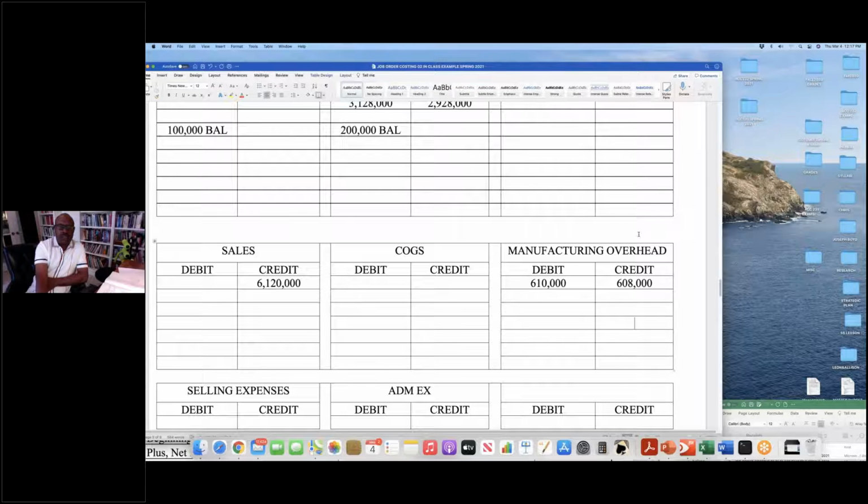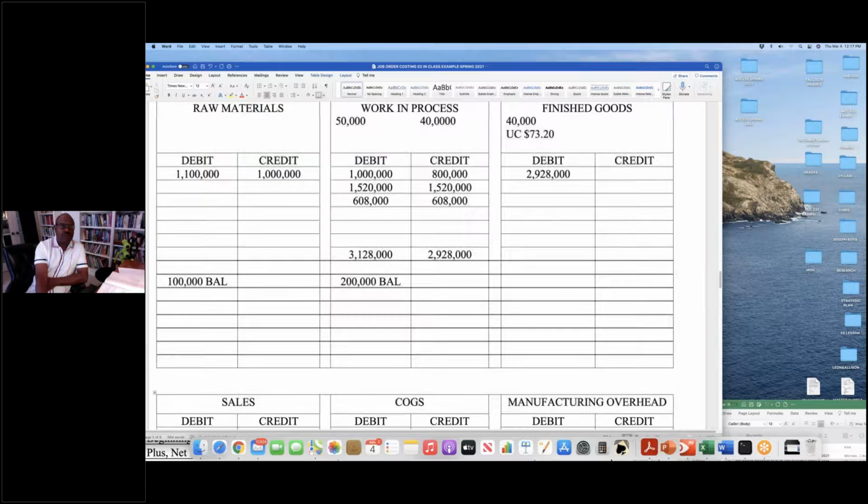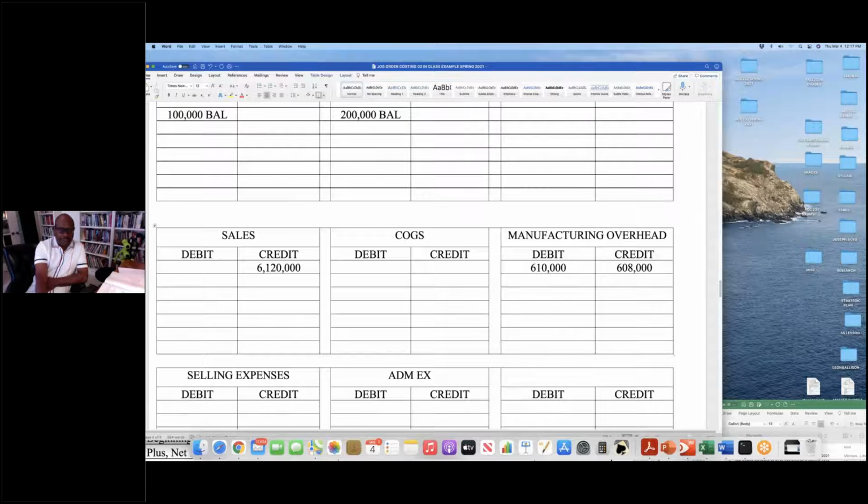So cost of goods sold doesn't have enough in it. Remember, the cost went from here to the finished good. But they under applied, they didn't have enough overhead. So all you got to realize is that the manufacturing overhead account has got to close out to zero. So what's going to make it close out to zero? A credit of $2,000. And so we're going to debit cost of goods sold for 2,000.